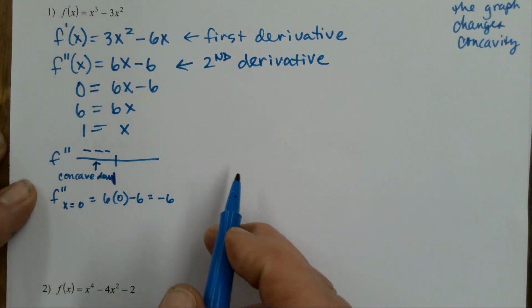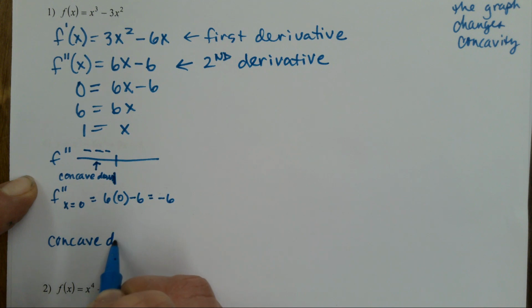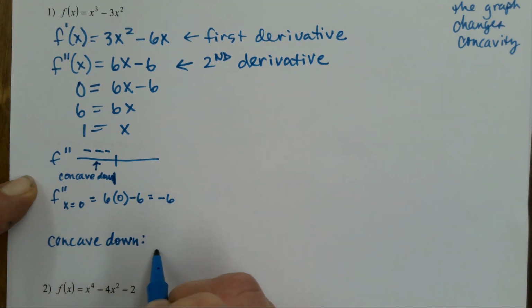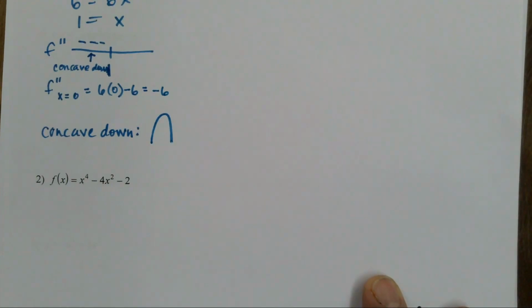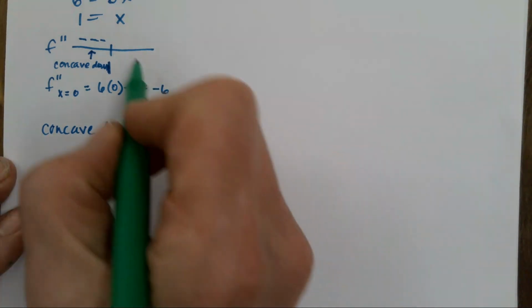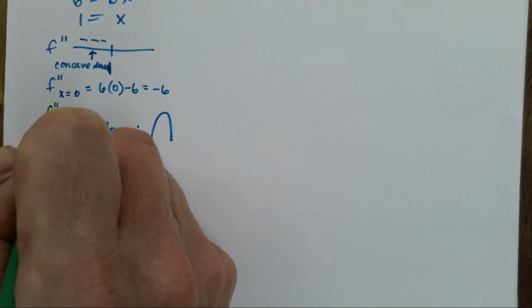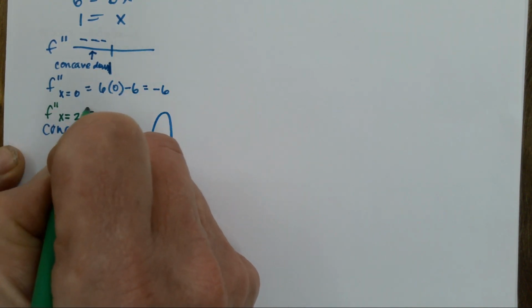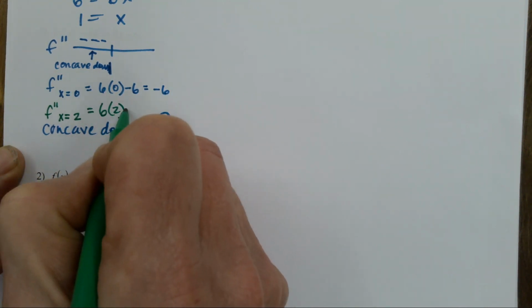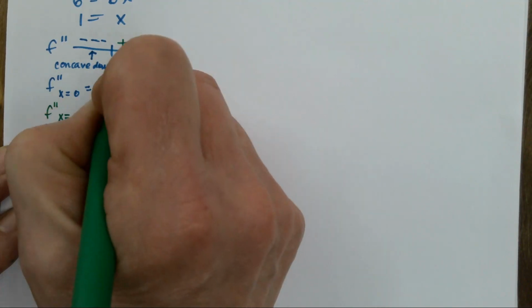What is concave down? Concave down looks like that. It opens down. Now I want to do the same thing with my test point in the other region: f double prime when x is, I don't know, 2. So it's positive. So that is a positive region, and that is concave up.